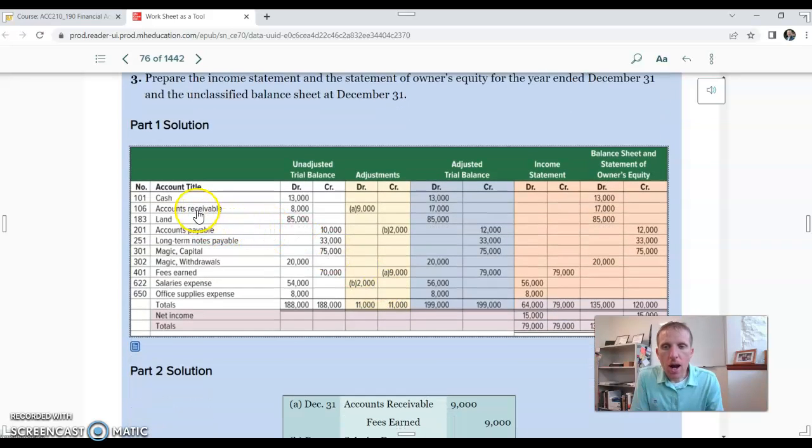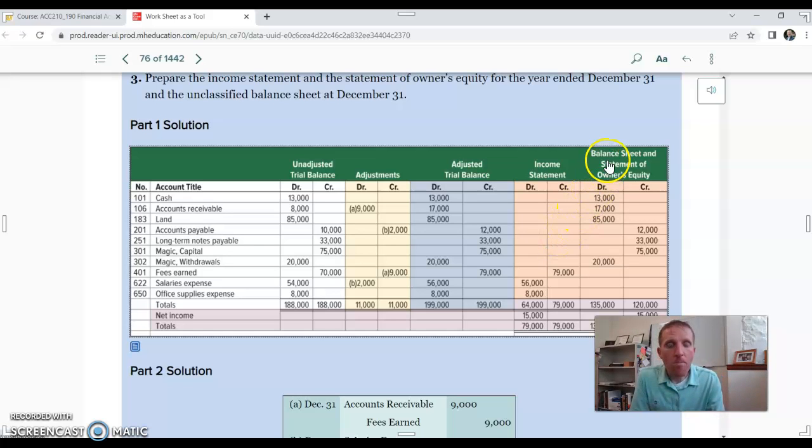We have some adjustments being posted within this particular example. The $8,000 debit and a $9,000 debit give us a new debit balance of $17,000. So this is our adjusted trial balance. Now what we're going to use these last 4 columns for is to organize those accounts based on which financial statement they would show up in.